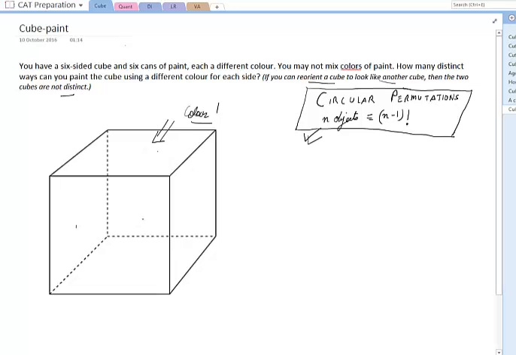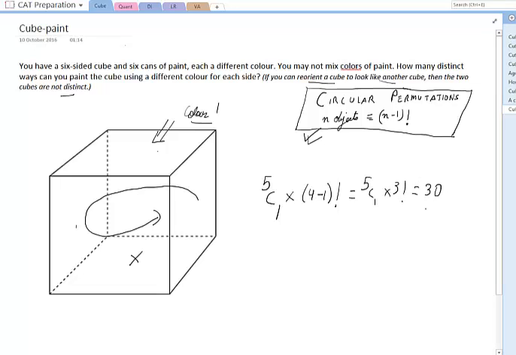Once this is fixed, how many ways can I choose the color of the face exactly opposite to that face? And that will be one of the remaining 5. So 5C1 ways, I can choose the color of the face exactly opposite. And now there are 4 faces left and 4 colors left. But these 4 faces are in a circular arrangement, right? So I can paint them in 4 minus 1 factorial, which is equal to 5C1 into 3 factorial equal to 30. So there are 30 ways to color this cube distinctly.